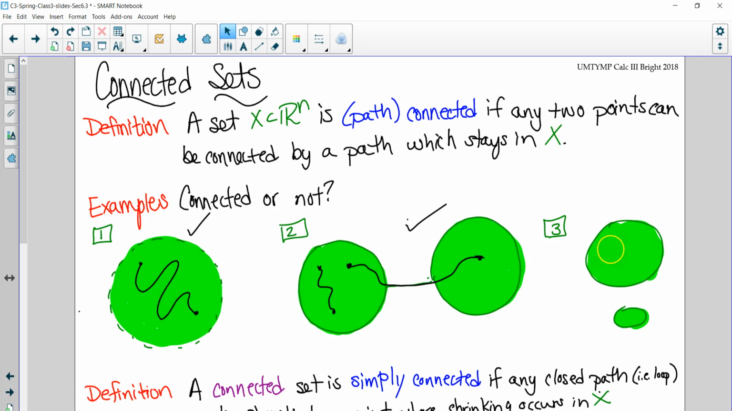And the third one, however, is not going to be connected, right? Because we can create a path between those two lines, but we end up with a problem right there, so this is not path connected.